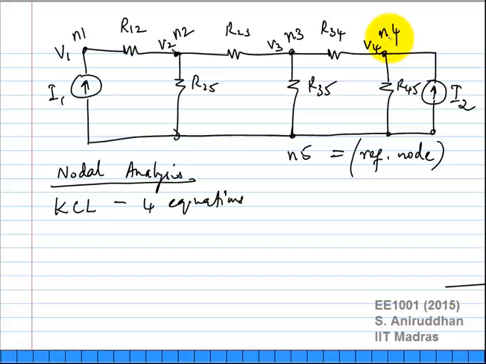Okay, so KCL, you can write down 4 equations. So what is the equation for N1? Can somebody tell me what is the equation for N1?